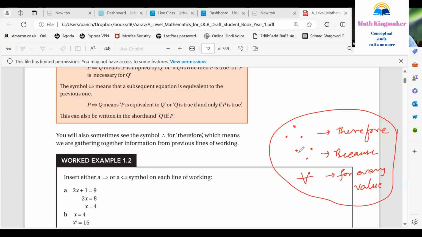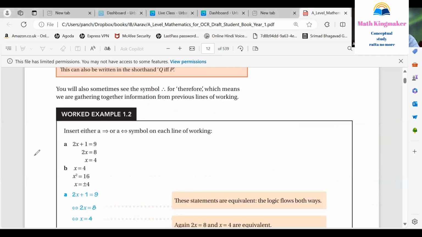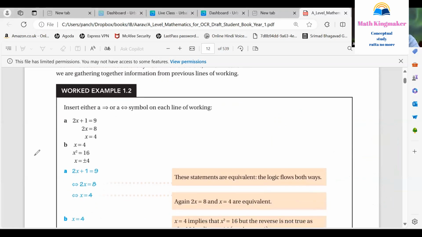Once you do research somewhere in mathematics, these symbols are very useful, because in minimum space you have to say maximum thing. You have to be concise. So insert either this symbol or this symbol on each line of working.